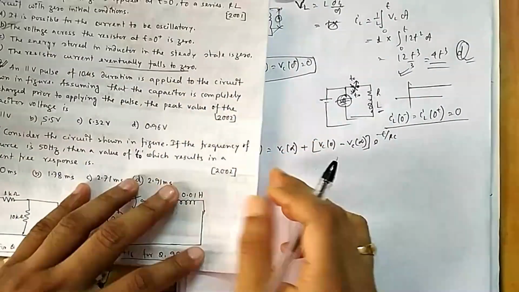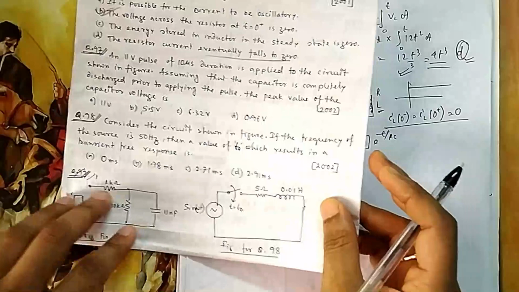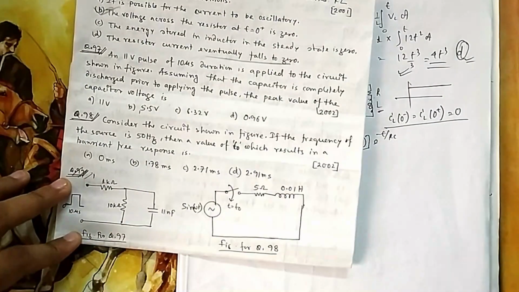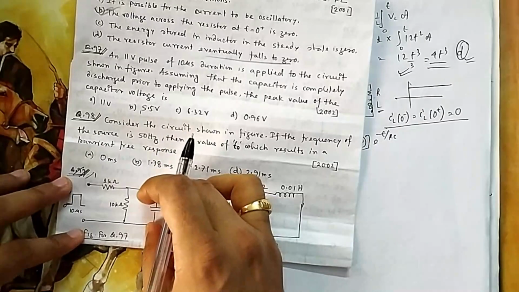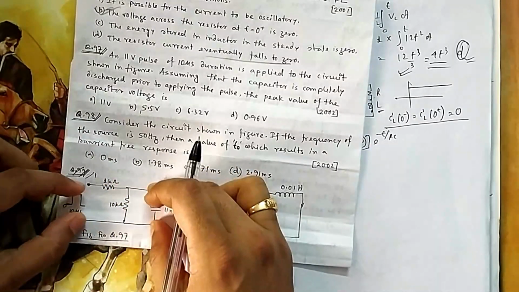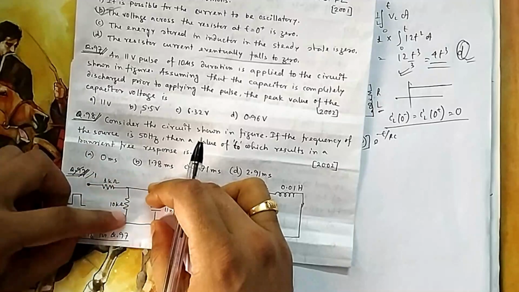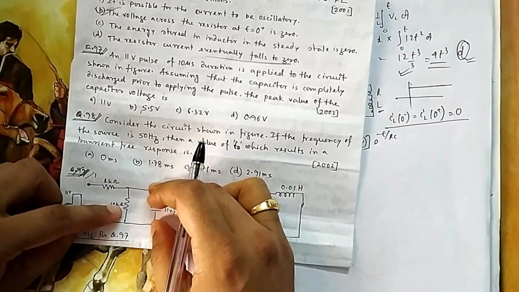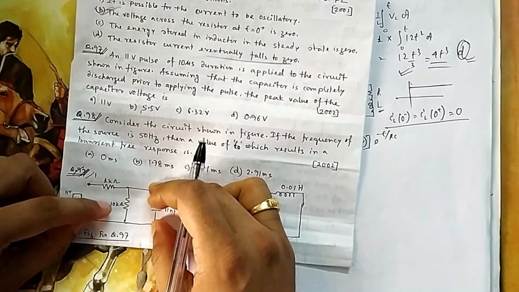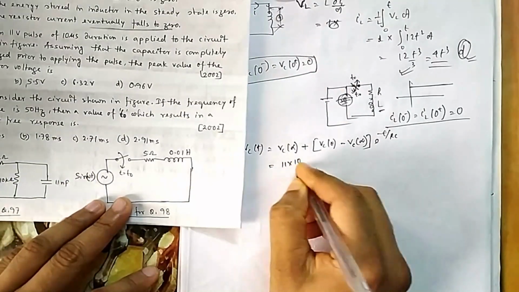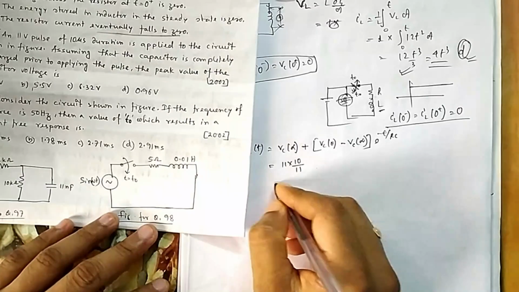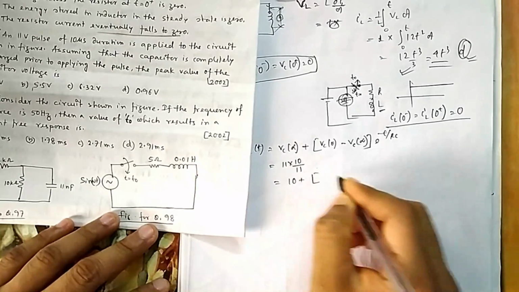Okay, now if you see this one, what will be the voltage at infinity? At infinity what is the voltage across it? At infinity this will be an open circuit, so the voltage across this will come here. The voltage here is 11, so 11 will be divided into two parts, 10 and 1. So 11 into 10 by 11, that is 10 volt. So 11 is divided in the ratio 10 is to 1, and this is 10 volt.